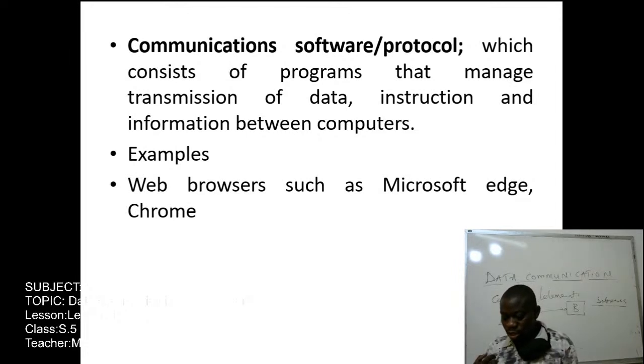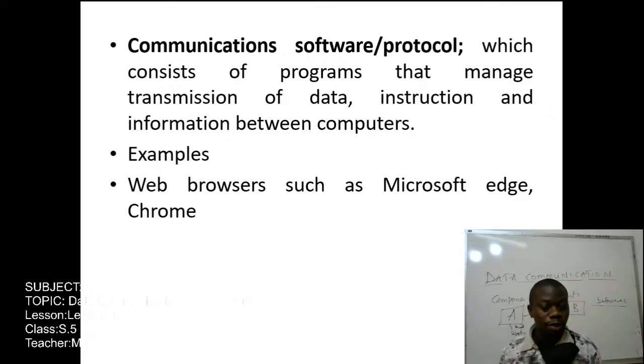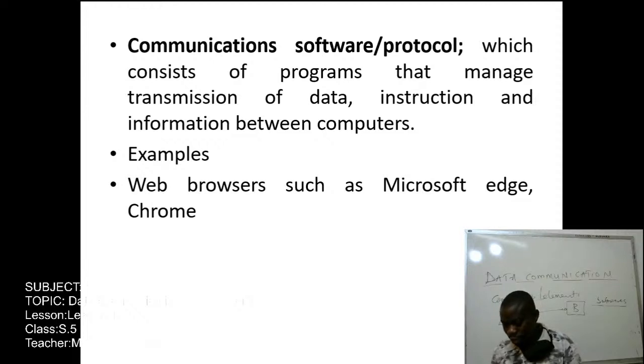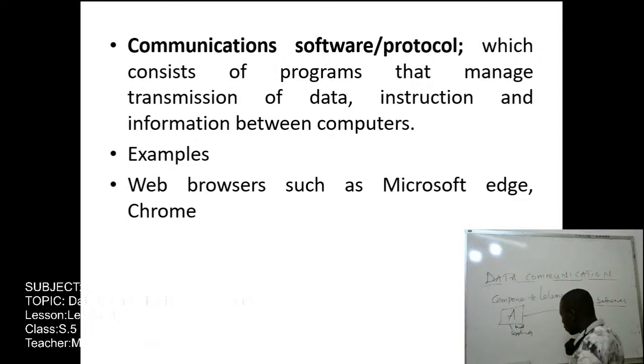On this site, there is a certain computer that is in charge of initiating the video you are watching now, and it goes through a number of software programs for you to view that video at this time. So those software programs that help in that process of communication are referred to as communication software.